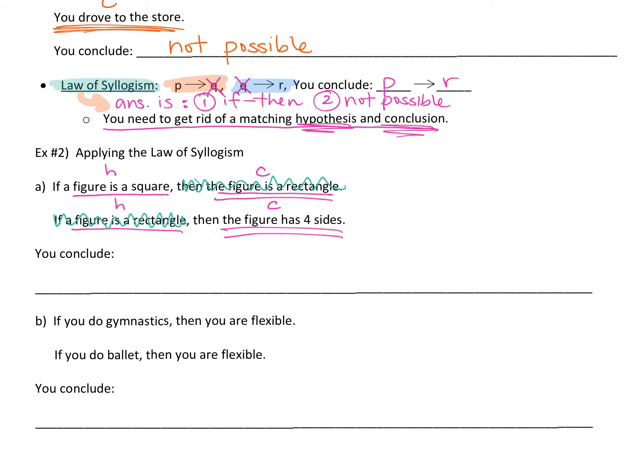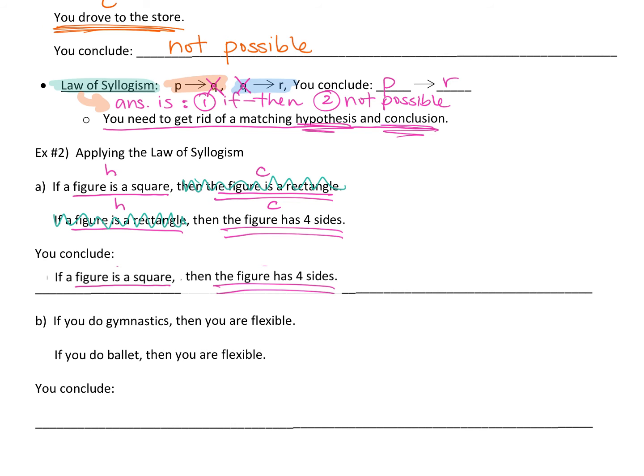oh, let me show you what I'm talking about with the shortcut. If you want to use a shortcut here, here's what you could do. You would take your little copy tool in Notability, right? If a figure is a square, I just copied what was up there. Take your little copy tool again. Then the figure has 4 sides. Look how quick that is, guys. Right? That's your answer. If a figure is a square, then the figure has 4 sides.